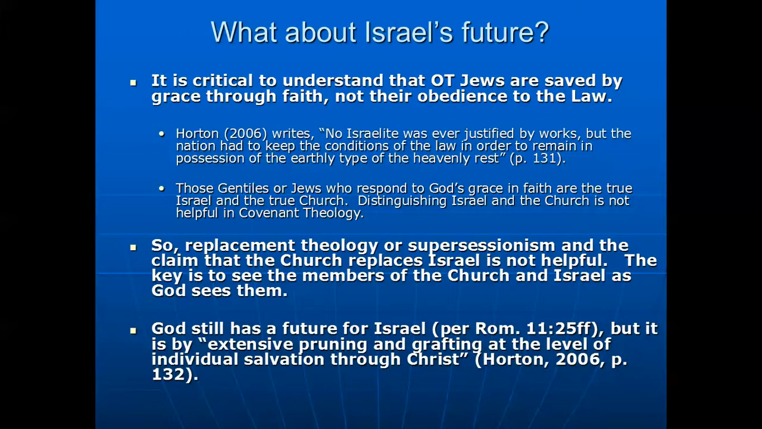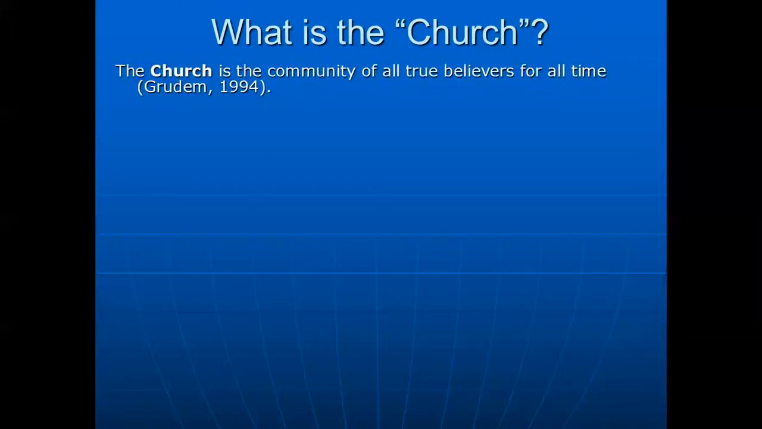It's also important to note that God still does have a future for Israel. We see that in Romans 11. Covenant theologians do recognize that. But this is what Horton points out: their future is by extensive pruning and grafting at the level of individual salvation through Christ. So the issue is still, will they respond to Christ? And will they be in Him? And so that is something that is quite helpful in the covenant theology approach.